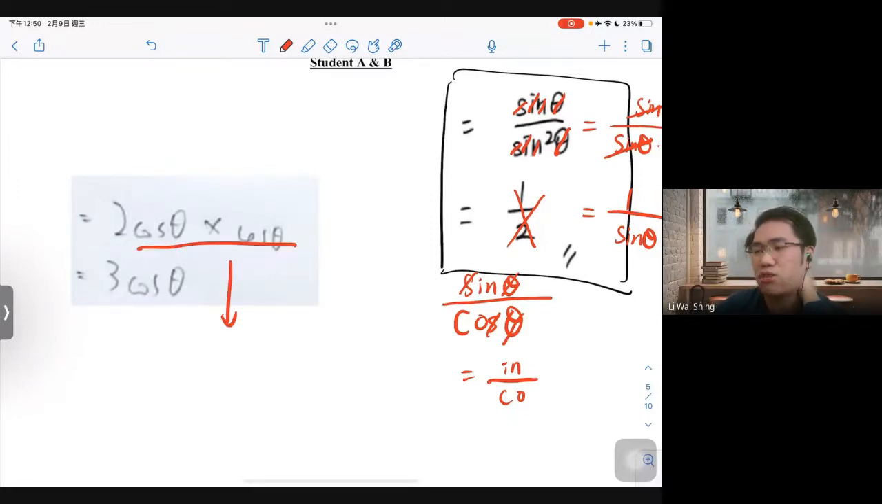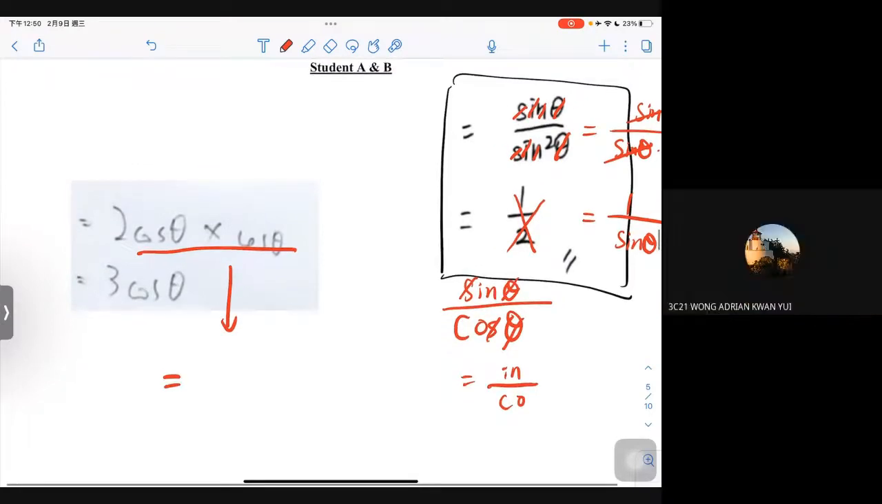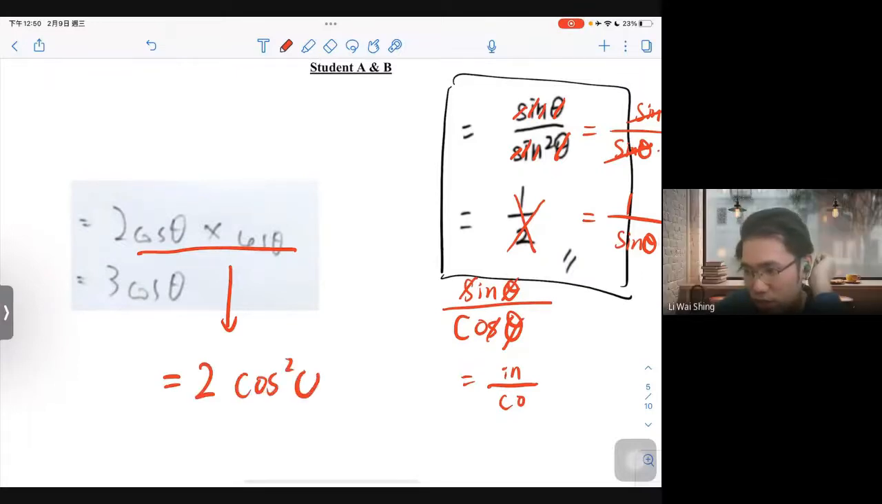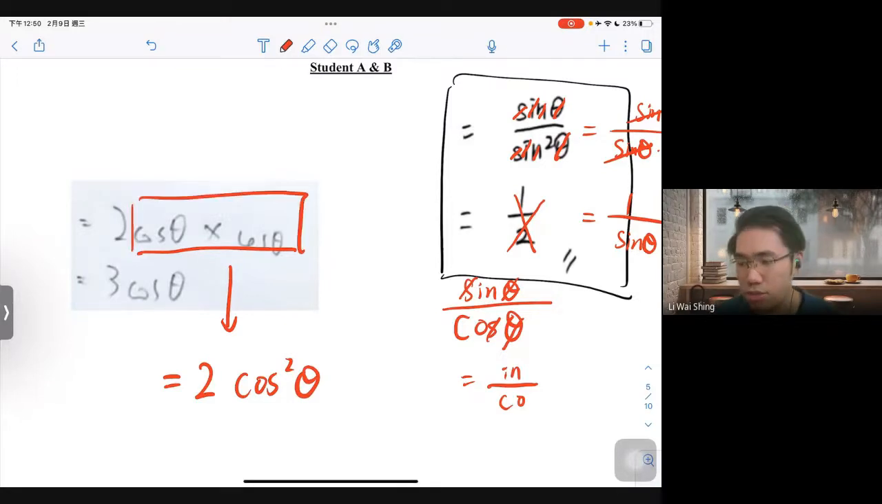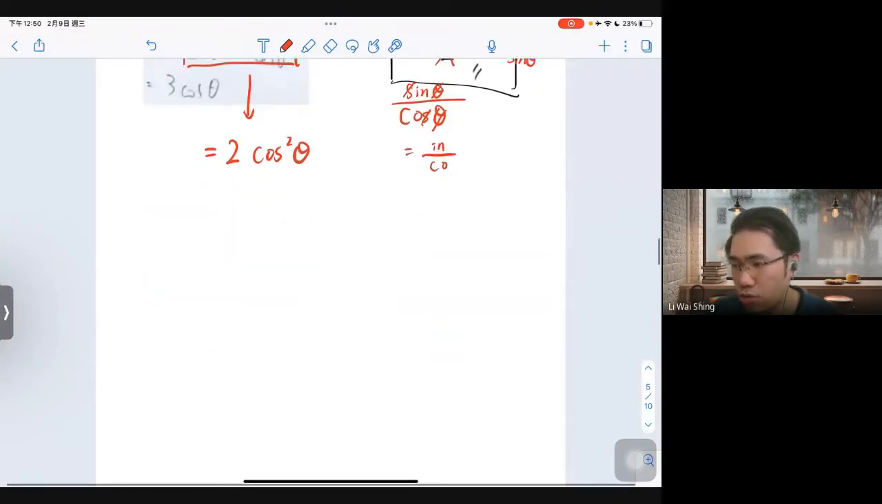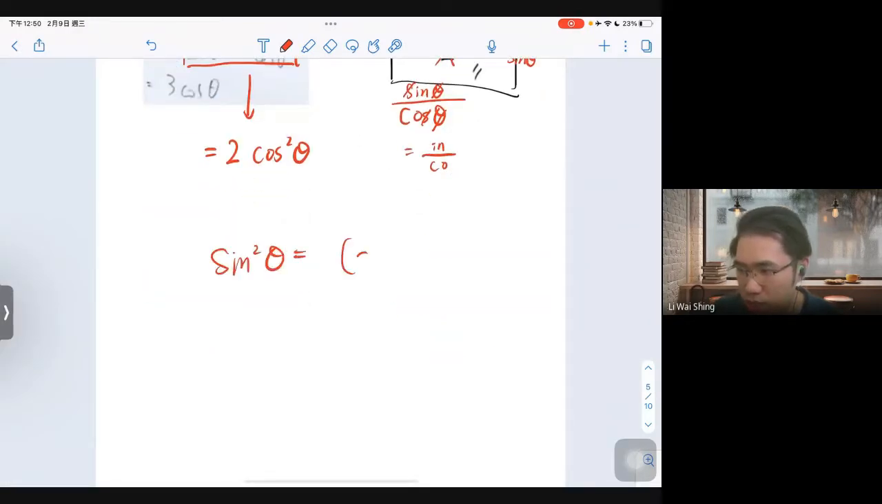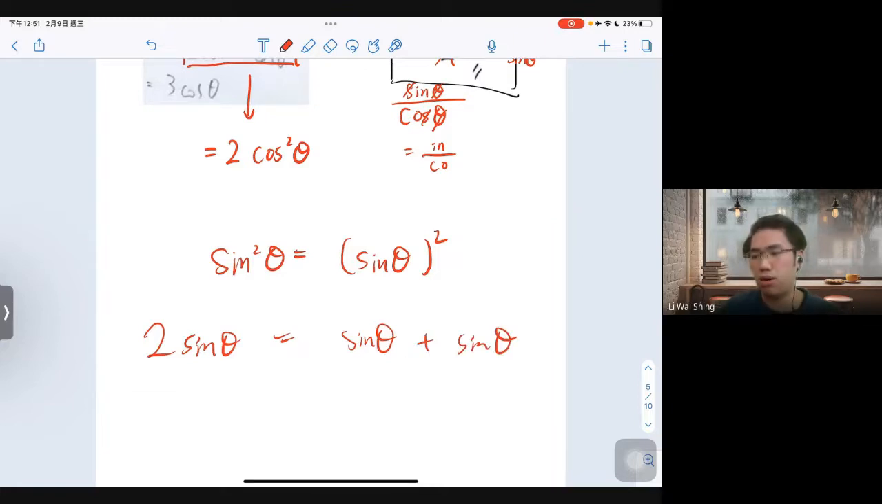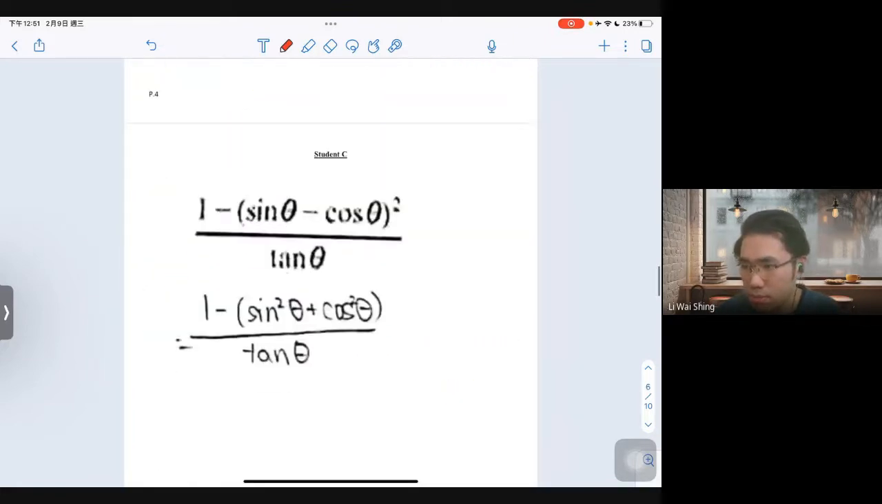Okay, this one also 2 cosine theta times cosine theta. Adrian, what do you think should be the answer? 2 cosine square theta. Thank you so much. Okay, it is not a plus, okay, it's a multiply. So cosine theta times cosine theta equals to cosine square theta. Okay, be careful. Cosine square theta or sine square theta means sine theta whole square. Okay, so when you're writing 2 sine theta, 兩個蘋果, that means 蘋果 plus 蘋果. All right, they are different. All right. Okay, the next one.